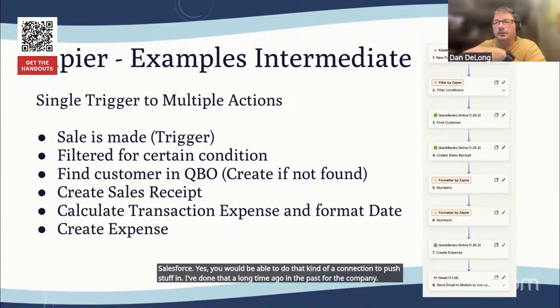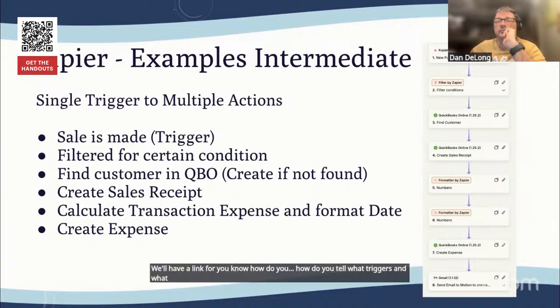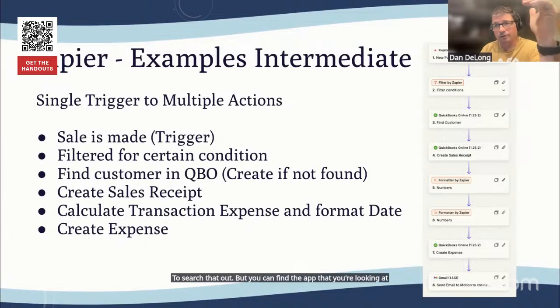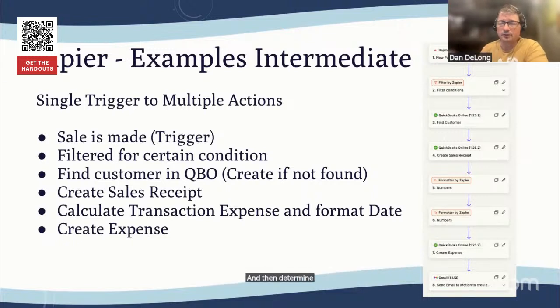We'll have a link for how you tell what triggers and what actions are available for each app. Zapier has a really nice page for all of that to search that out. You can find the app that you're looking at and see what triggers are available for that app and what actions are available, and then determine if this is even a good way to go.